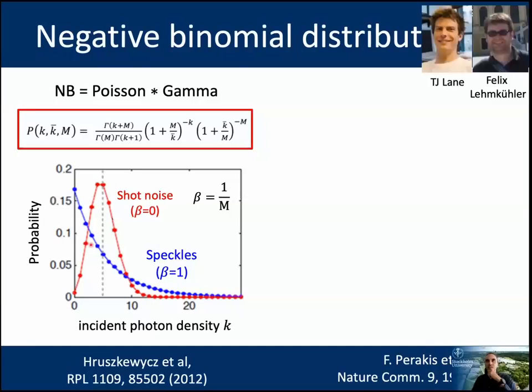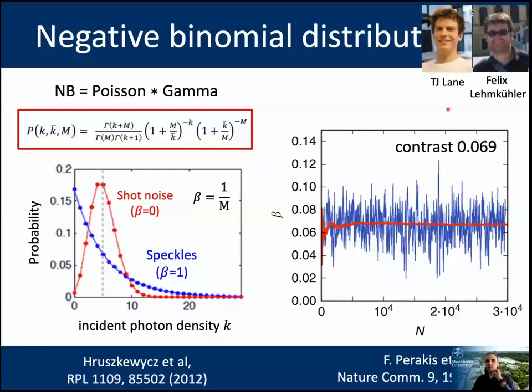By fitting that, with the help of these two guys, TJ Lane, who was at SLAC at the time but is now at DESY, and Felix Lehmkühler from DESY, we were able to get out a contrast of approximately 7%. Here you can see the cumulative average in red, and the blue one is the running average. For us this is a big deal, because it tells us that we can at least see the speckles somehow.